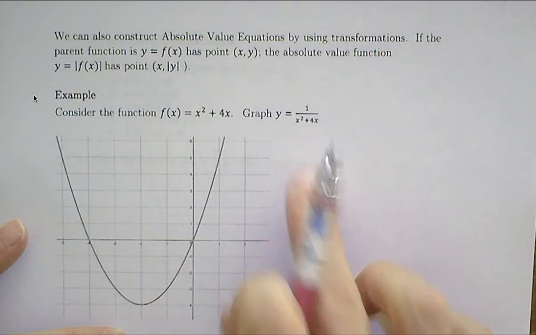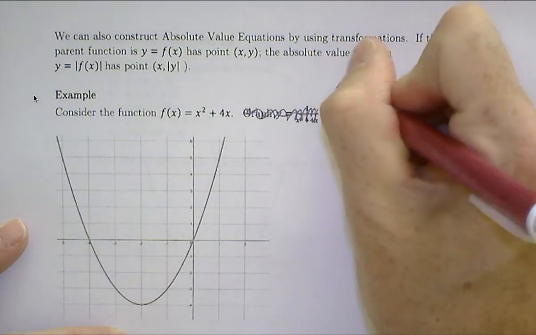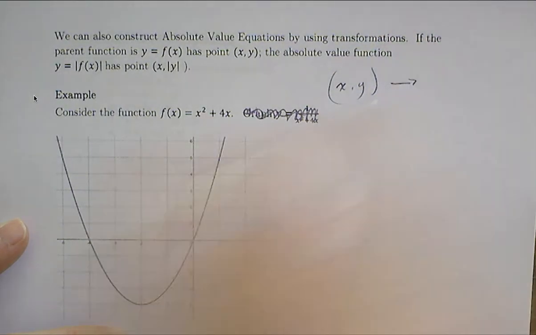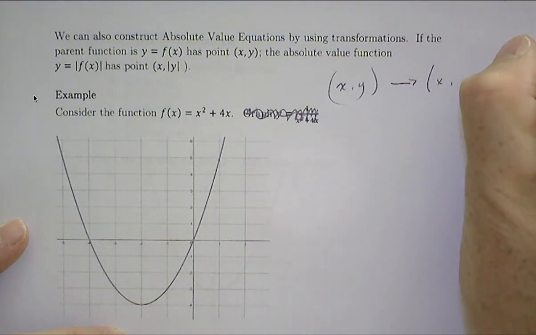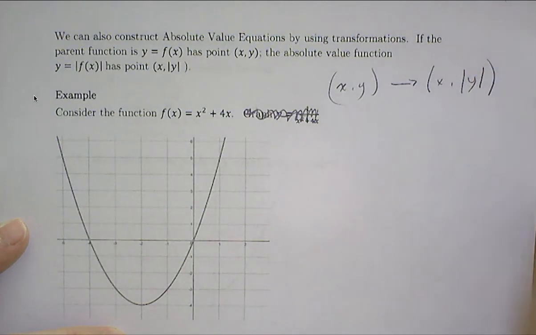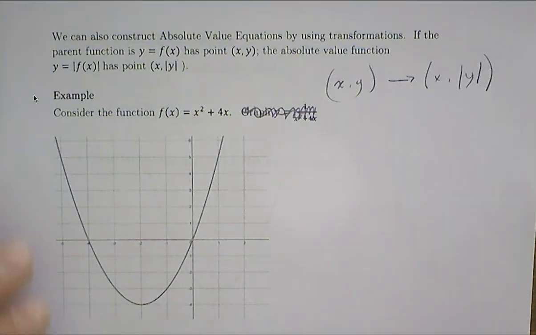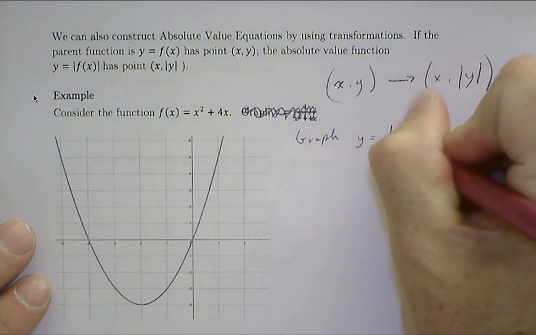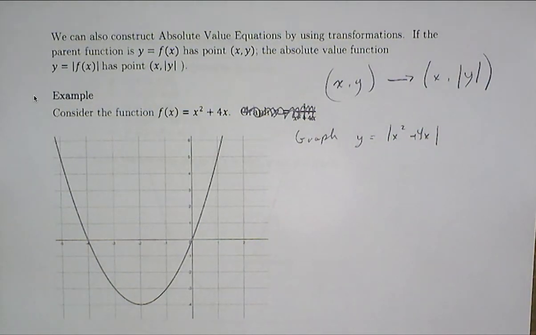So this is a mistake. I'm sorry, I'll just scribble this out. So in other words, if I have point x, y on f of x, which is incidentally what I gave you, I have to change that to point x comma the absolute value of y. But I'm transforming the graph. So we're going to graph y equals the absolute value of x squared plus 4x.